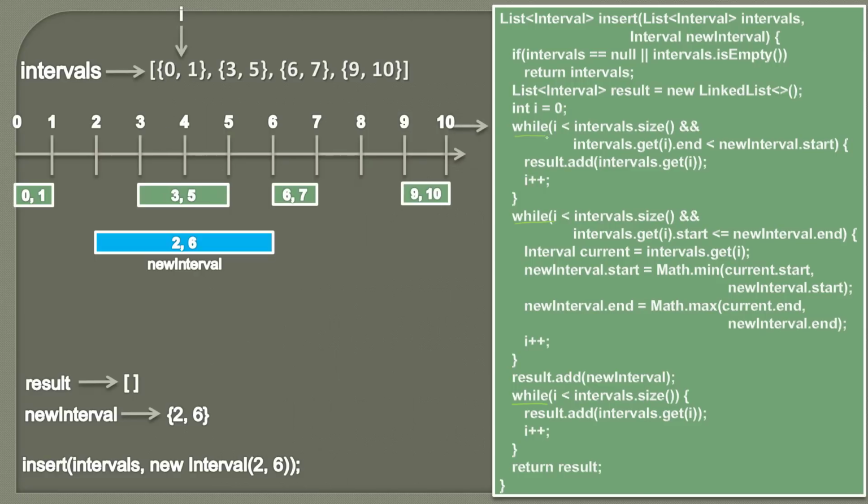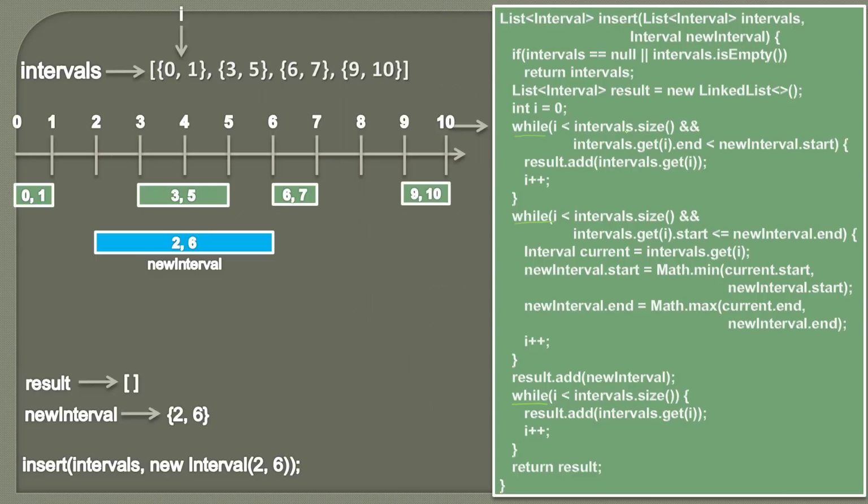Now in this while loop we are checking whether 0,1, when 2,6 will be inserted into the list of intervals, will this get affected or not. So first we check whether I is less than intervals.size, which is 4. Because as we are traversing each interval one by one, there would be a time that I will completely traverse all the elements. So we need to break from the while loop at that moment.